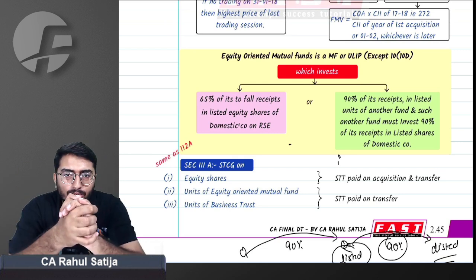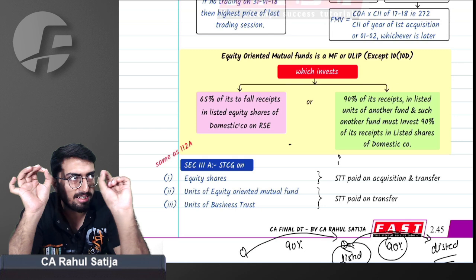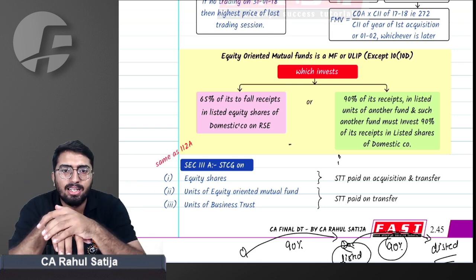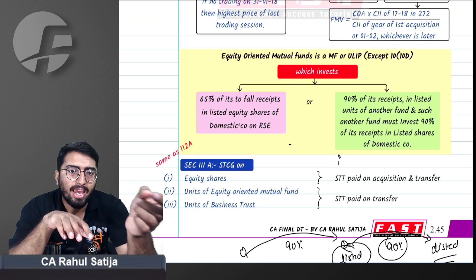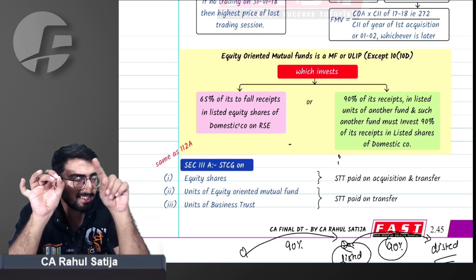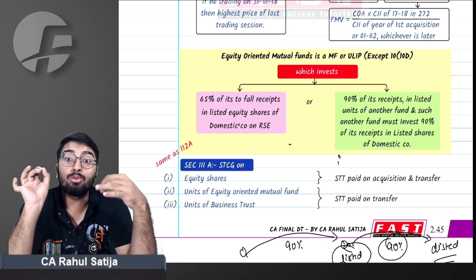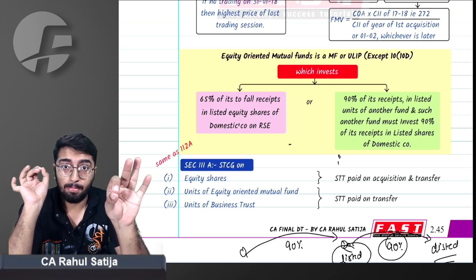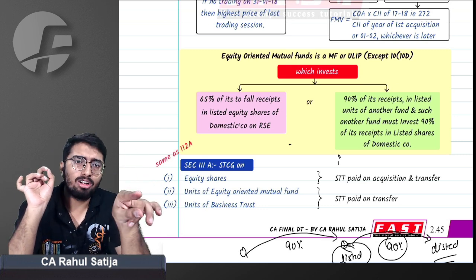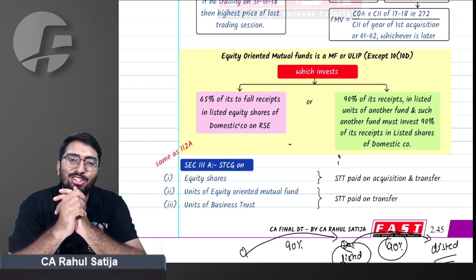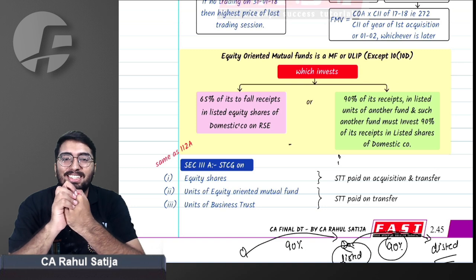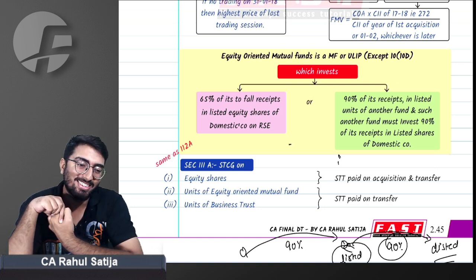Sir, what is an equity oriented mutual fund? Any mutual fund which invests at least 65% of its proceeds in listed equity shares of domestic companies, or any mutual fund which invests at least 90% of its proceeds in another mutual fund which is also listed, and such other mutual fund invests at least 90% of its proceeds into listed shares of domestic companies. Got this point?